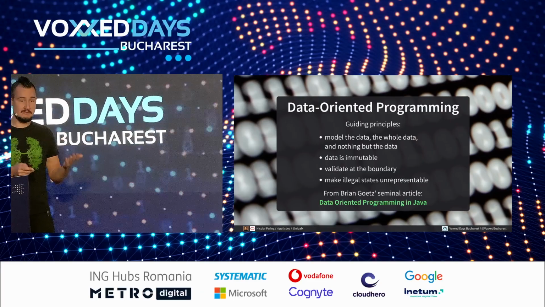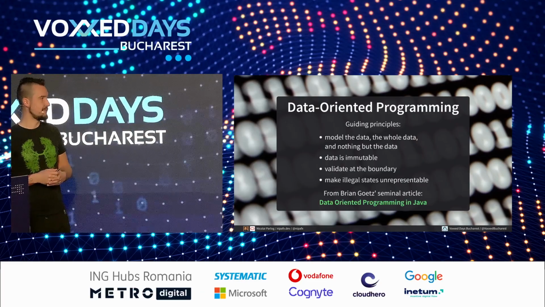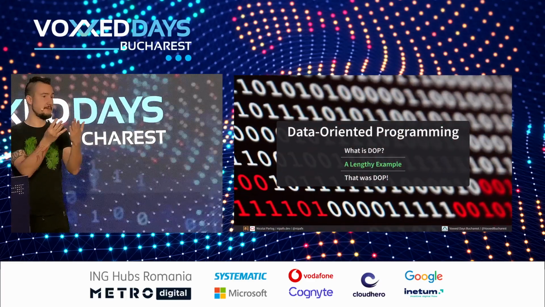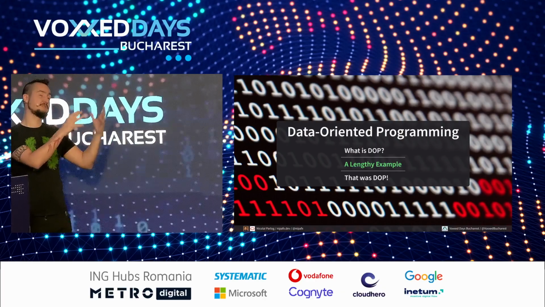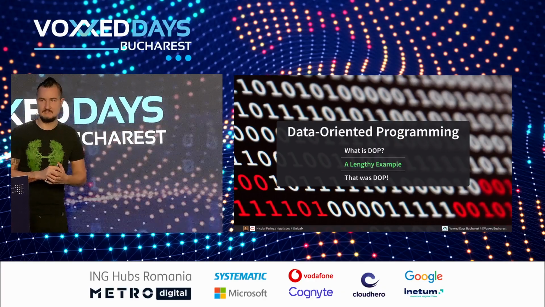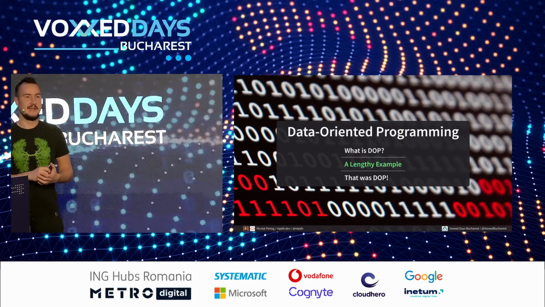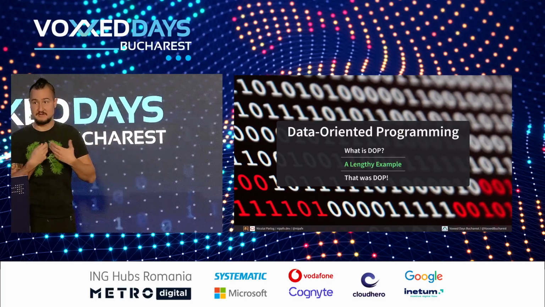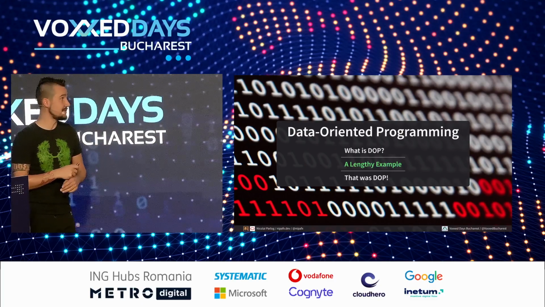So what I want to do now is, I want to get to that lengthy example that I mentioned earlier. And now I'm going to introduce the example to you, and then I'm going to show you a possible object-oriented solution that is intentionally full of flaws. And then we're going to see how a data-oriented approach could solve the same problem, from my perspective, in a better way. Okay, so let's start.